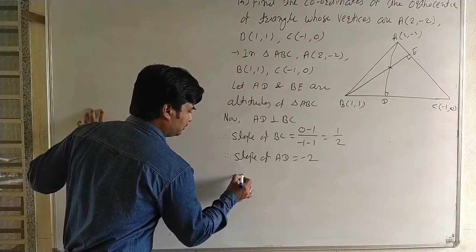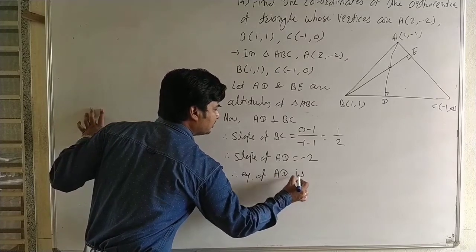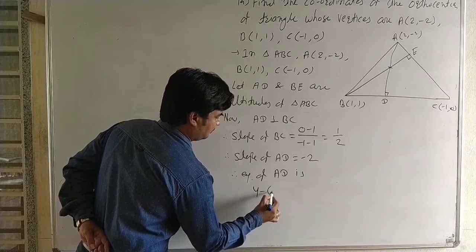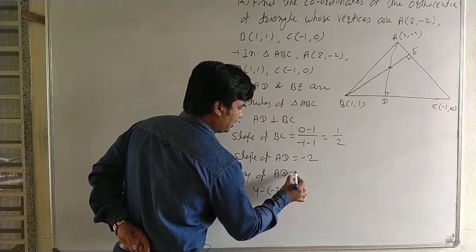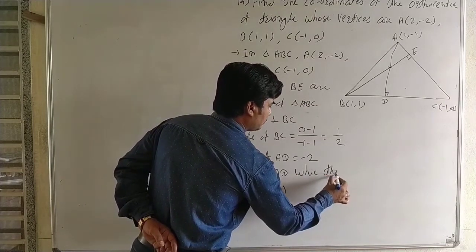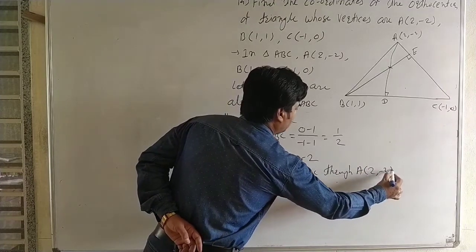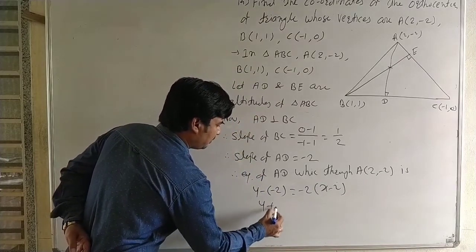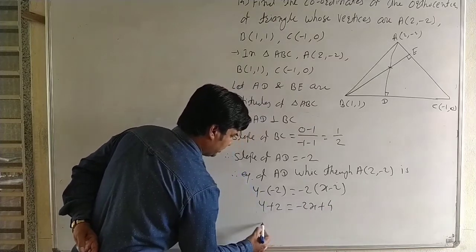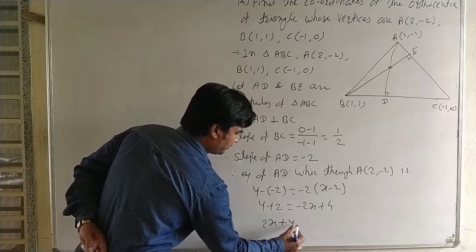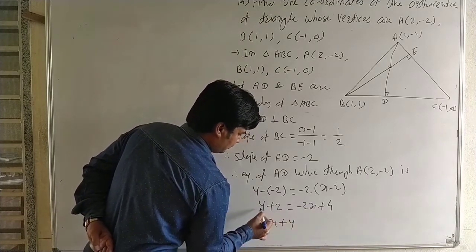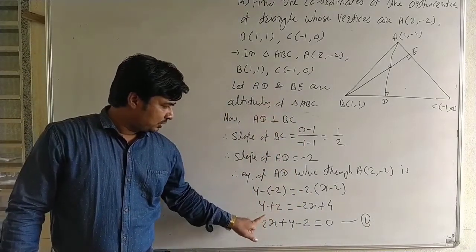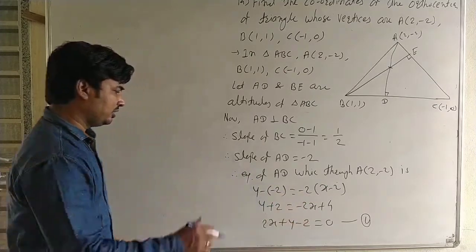Now we find the equation of AD, which has slope -2 and passes through point A(2, -2). Using y minus y1 equals slope into x minus x1, y plus 2 equals -2x plus 4, so 2x plus y minus 2 equals 0. This is equation number 1, the equation of the first altitude AD.